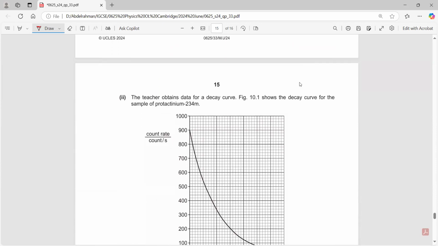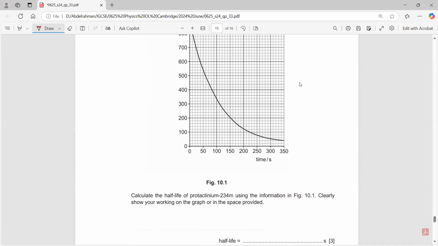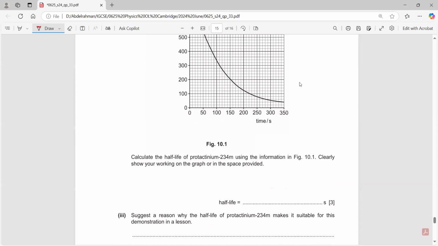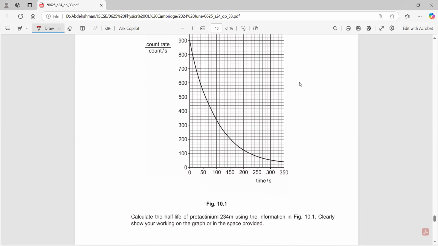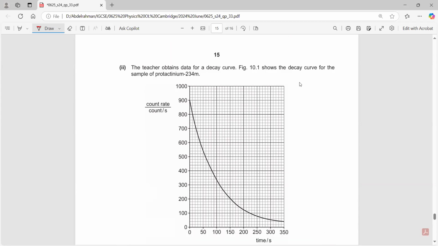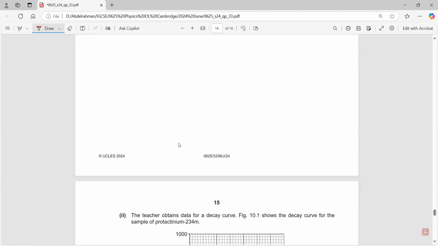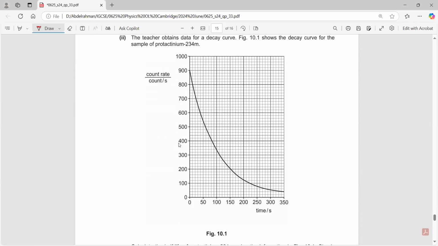The teacher obtains data for the decay curve. You have the count rate, and then he's asking to find the half-life. Clearly show your working on the graph. It would be electrons. How can I show the working on the graph? How can I find the half-life?